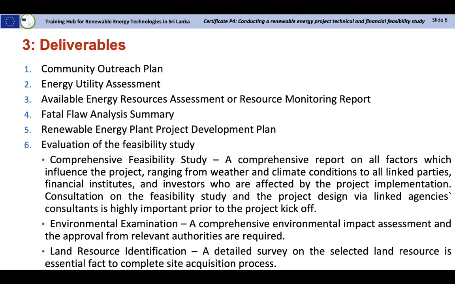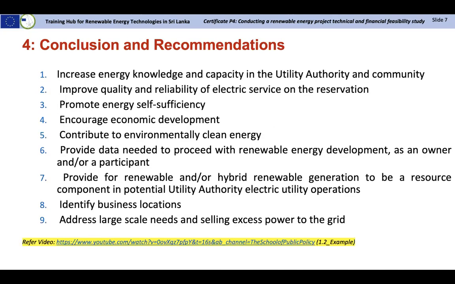And then we are coming to the final stage, that is conclusion and the recommendations. What conclusions and recommendations can we come up with from the project feasibility study? We can increase the energy knowledge and capacity in the utility authority as well as the community. Also, we can improve the quality and reliability of electric service on the reservation. And then we can promote energy self-sufficiency, encourage economic development, contribute to clean energy, and provide data needed to proceed with renewable energy development as an owner, as well as a participant.